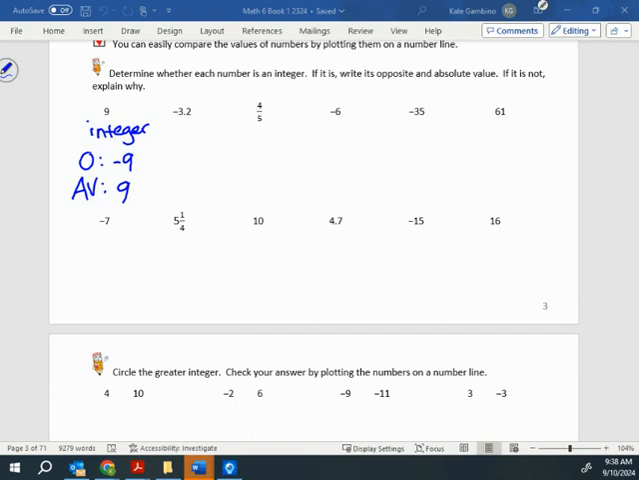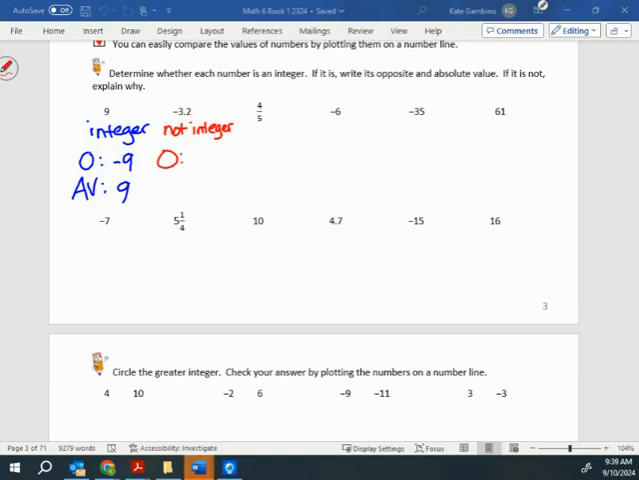Let's look at -3.2. Is that an integer? No. Why not? Nolan? There's a decimal. So it's not an integer. So I'm going to put not integer. You put no to the integer. Bennett? We put N-E. Why N-E? N for no, I for integer. Right, no.